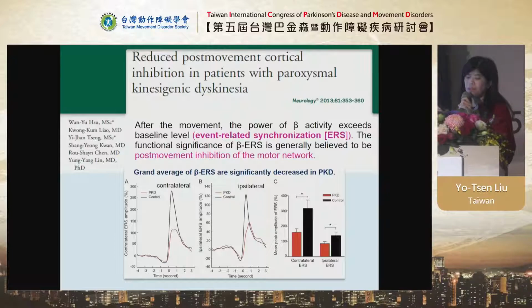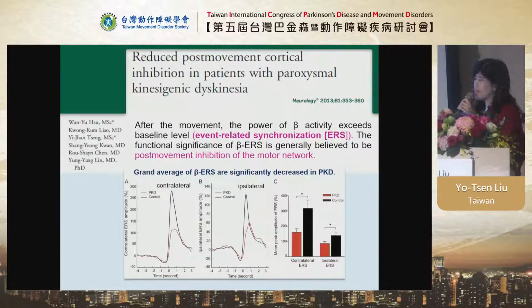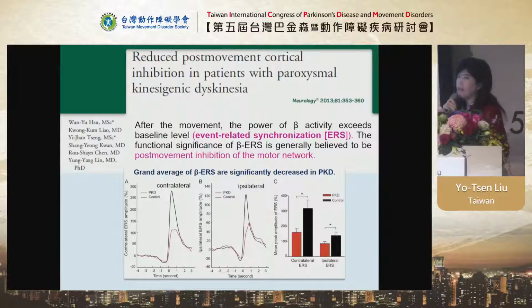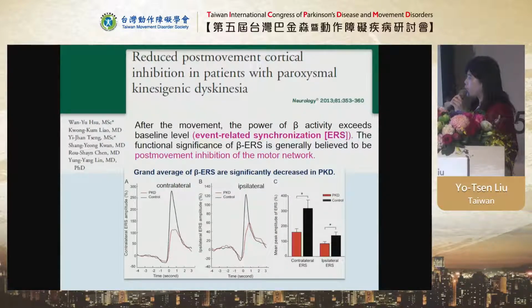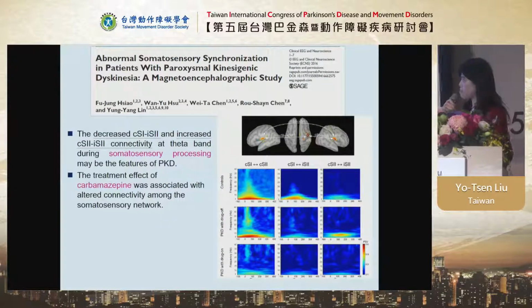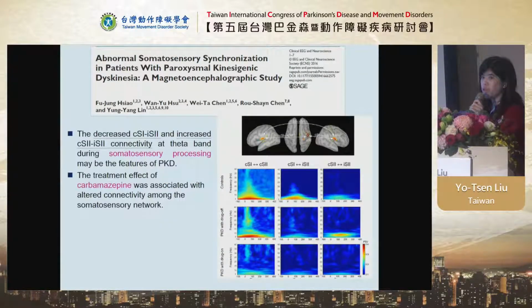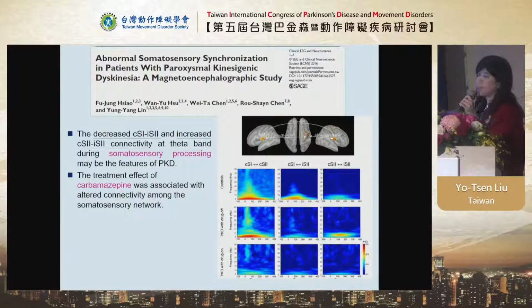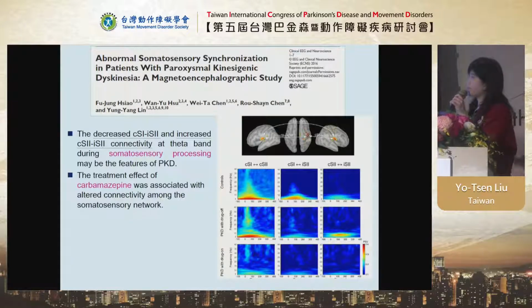And actually, the post-movement cortical inhibition is a kind of brain function that tells our brain to stop responding to some unnecessary stimulation. But in PKD patients, they lost the inhibition, so they have some response. This may be the clinical phenomenon we see as involuntary movements. Also, we noted that in addition to movement disinhibition, there is abnormal somatosensory synchronization between two hemispheres in the PKD patient. And the treatment with carbamazepine can relieve the phenomenon.